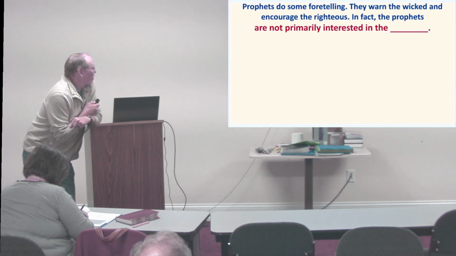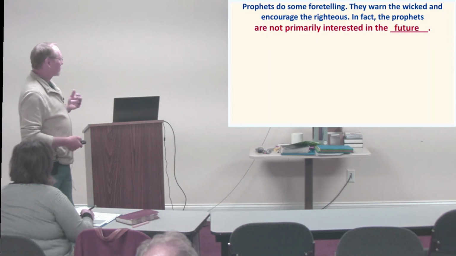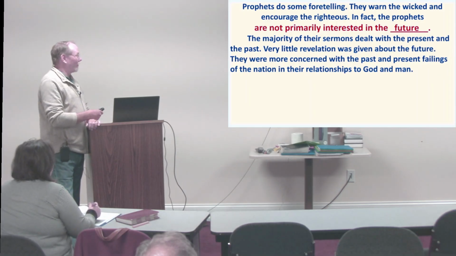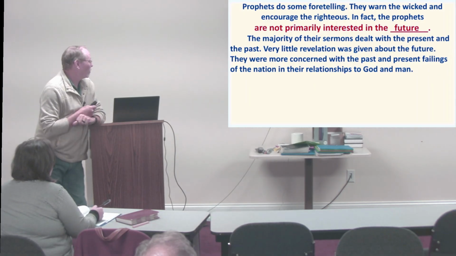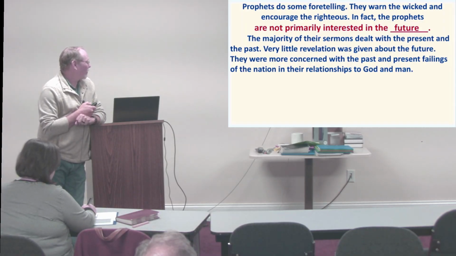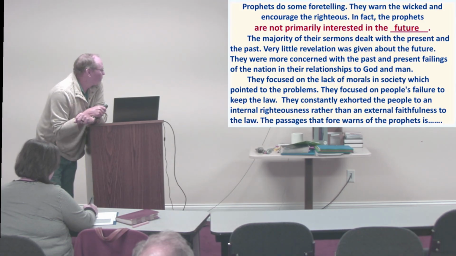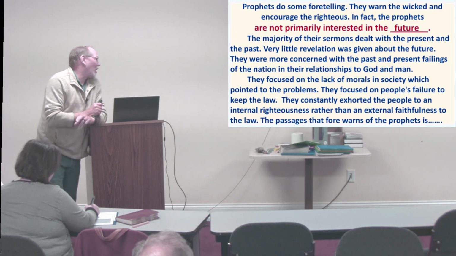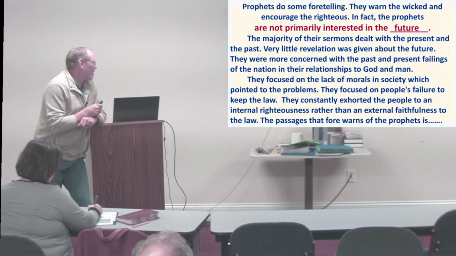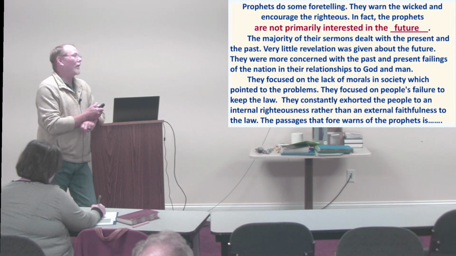In fact, the prophets are not primarily interested in the future. The majority of their sermons dealt with the present and the past. Very little revelation was given about the future. They were more concerned about the past and present failings of the nation and the relationship to God and man. They focused on the lack of morals in society, which pointed to the problems. They focused on people's failure to keep the law. They constantly exhorted the people to an internal righteousness rather than an external faithfulness.